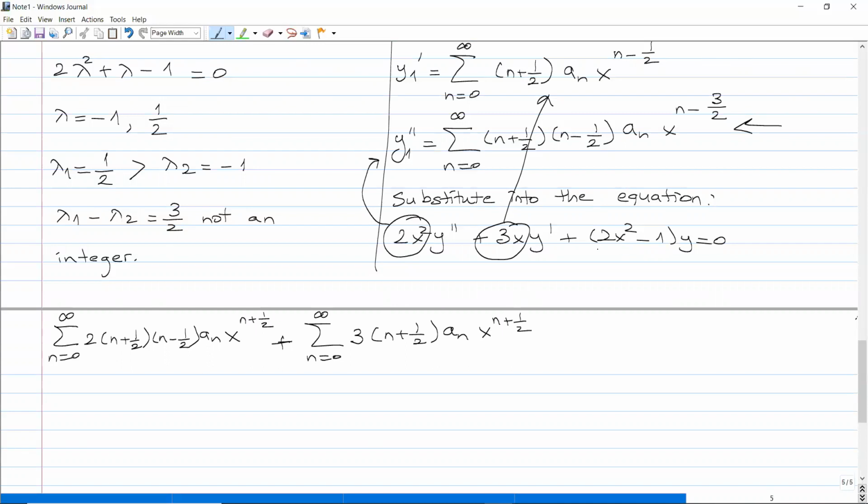Now, for the last term, I first multiply y with 2x squared. So what is y? N from 0 to infinity, I have a 2 here, an x to the n plus 1/2, but when I multiply with x squared, n plus 1/2 becomes n plus 5/2. And then minus y, minus the sum n from 0 to infinity of an x to the n plus 1/2. This should be equal to 0.